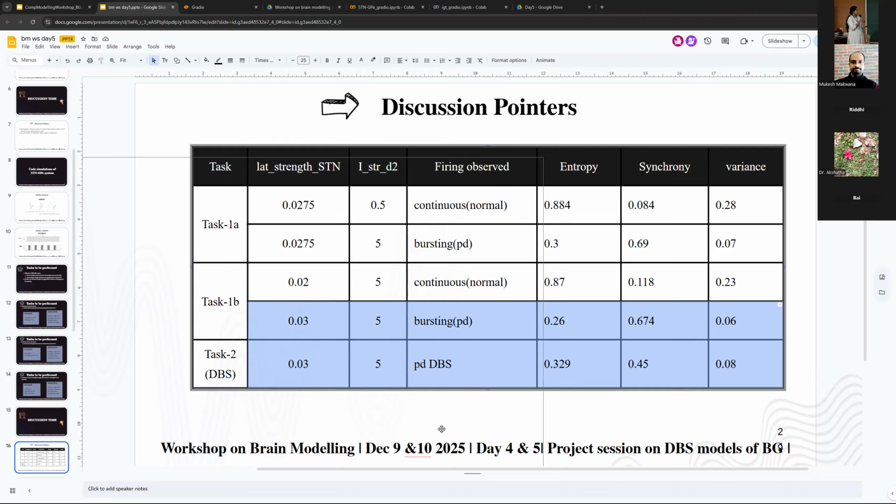In the early stage of the disease, if you do DBS, there is a chance that it might improve, but not even with the standard DBS. If the standard DBS is slightly modified such that my variance, synchrony, and all go back to normal condition, then you can improve it. Okay, ma'am.